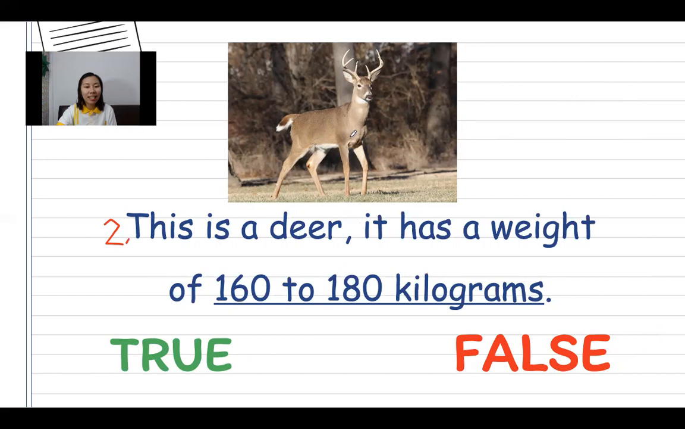Okay. Next, number two. This is a deer. It has a weight of 160 to 180 kilograms. This is a deer. It has a weight of 160 to 180 kilograms. True or false? Go.